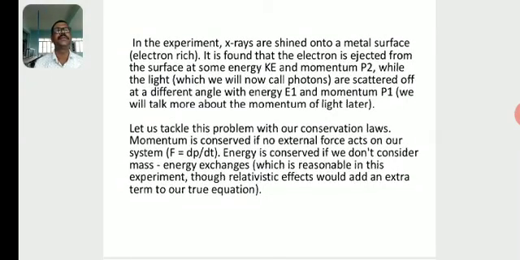In the experiment, the X-rays are shined onto a metal surface, that means one which is electron rich. It is found that the electron is ejected from the surface with some energy K and momentum P2, while the light, which we will now call photons, is scattered off at a different angle with the energy E1 and momentum P1. We will talk more about the momentum of light later.